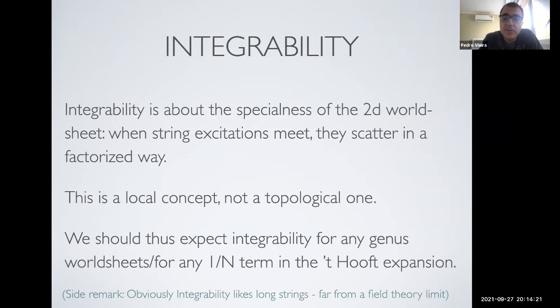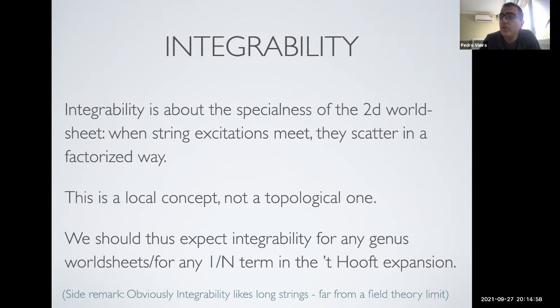Now, integrability, of course, is about the specialness of the two-dimensional worldsheet. So N=4 super Yang-Mills, which is what I have in mind throughout this presentation, is integrable because the dual string theory is integrable. And that just means that when excitations of this two-dimensional string meet, they scatter in a factorized way. Of course, this is a local concept. It's not a topological one. So if I have a worldsheet and there are some excitations meeting, 3 of them, say, they scatter in a factorized way, so the order of the scattering events doesn't matter.